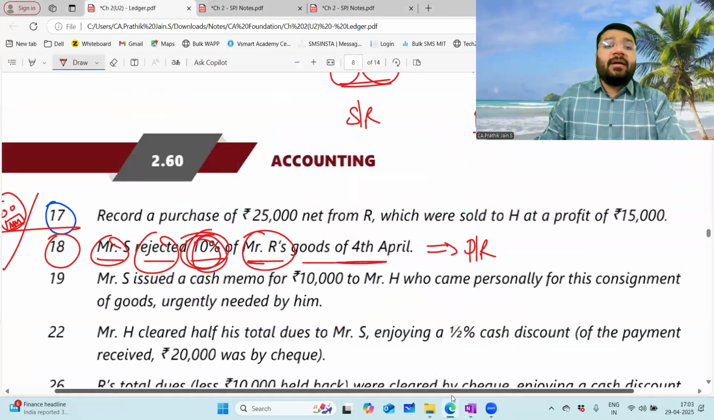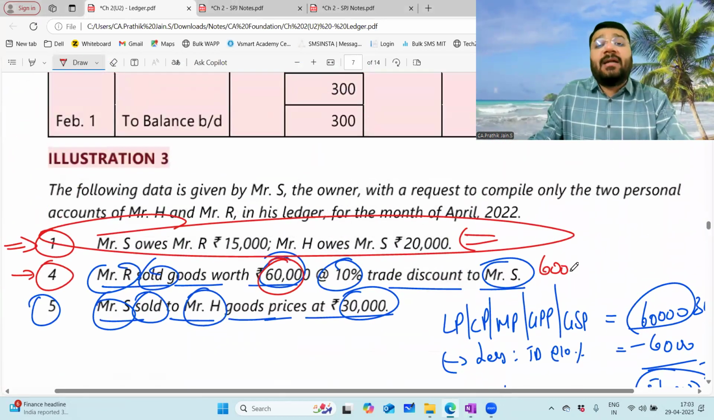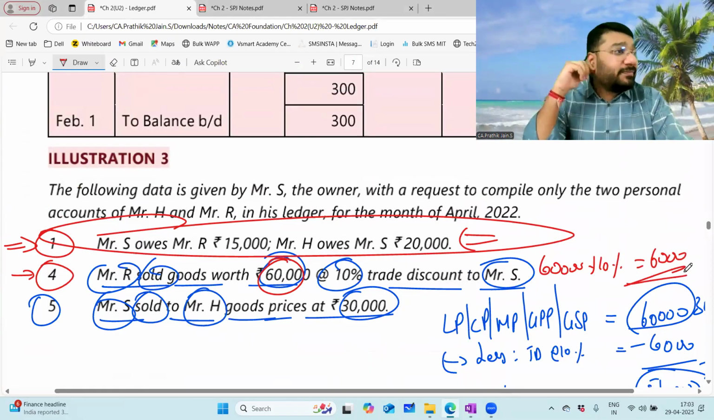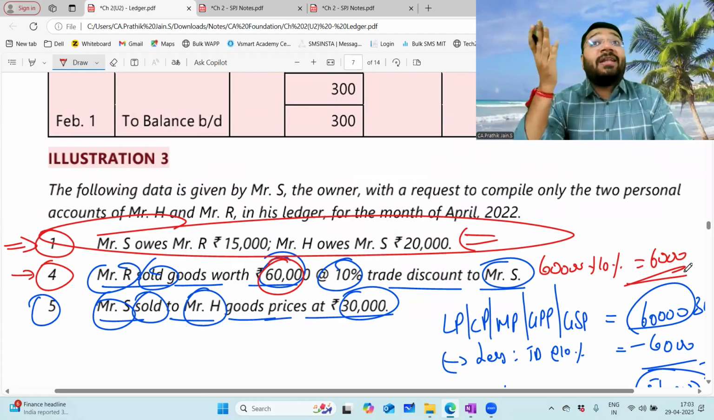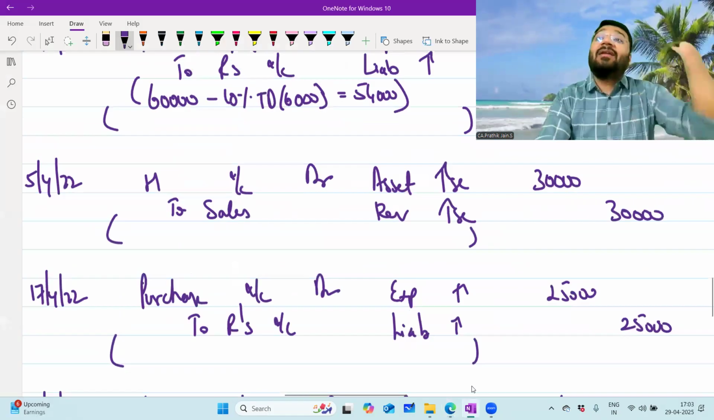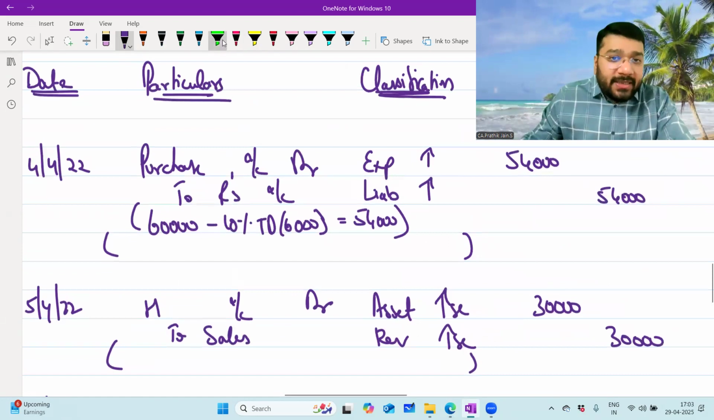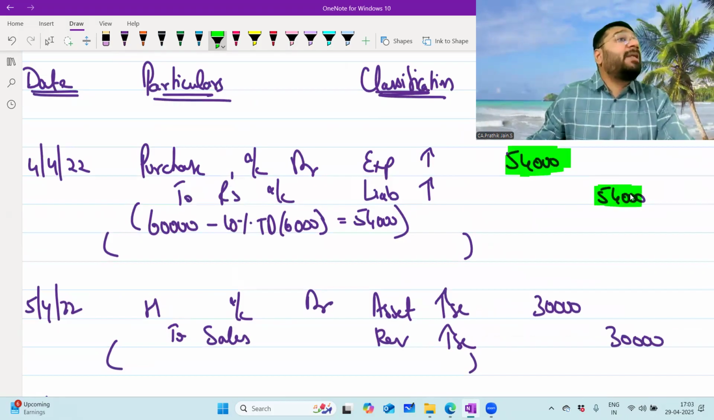So 10%, no sir. 10% of the April 4 transaction, which is 60,000, sir. 10% of 60,000, sir, 6,000. How many of you said 6,000? Or how many of you thought 6,000? Opinion? Nobody? Why? Sir, we never recorded the expense. We never recorded the liability at the gross value. Then why will I return at the gross value? Think about it. When you recorded this entry, at what value did you record? You recorded the gross purchase value.